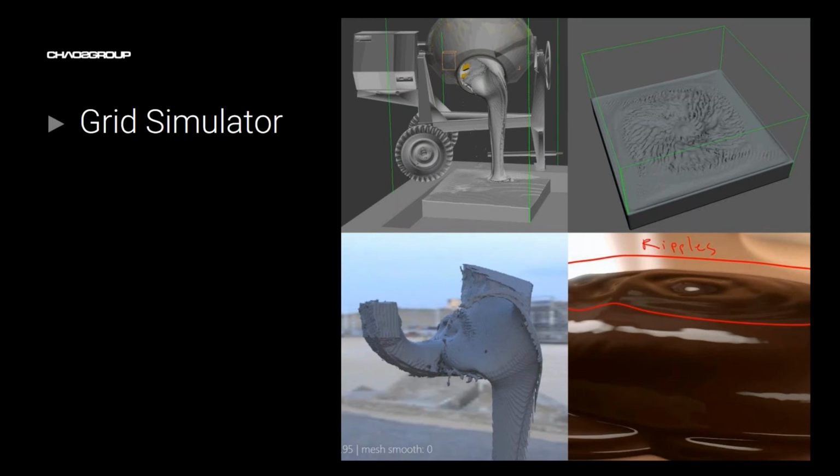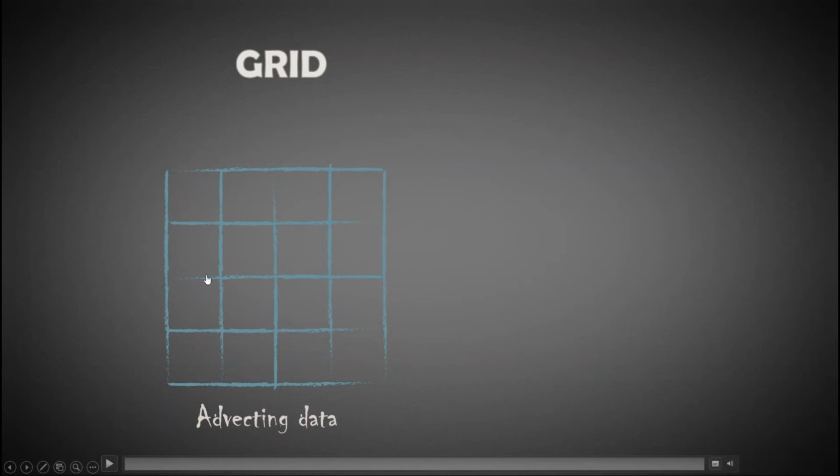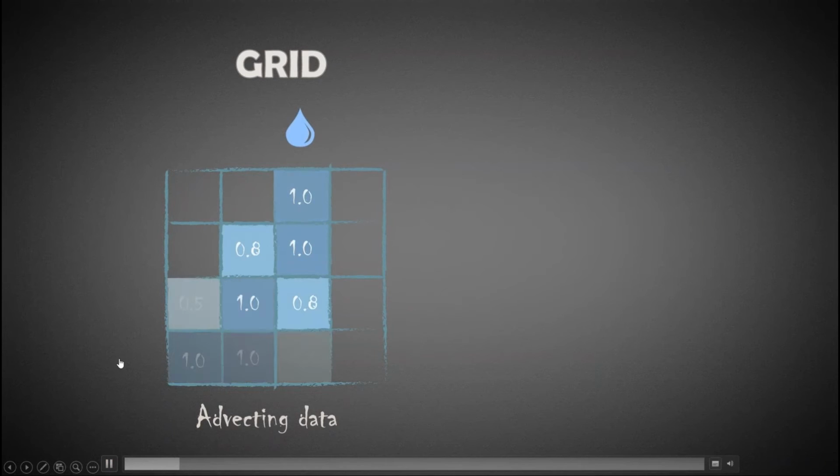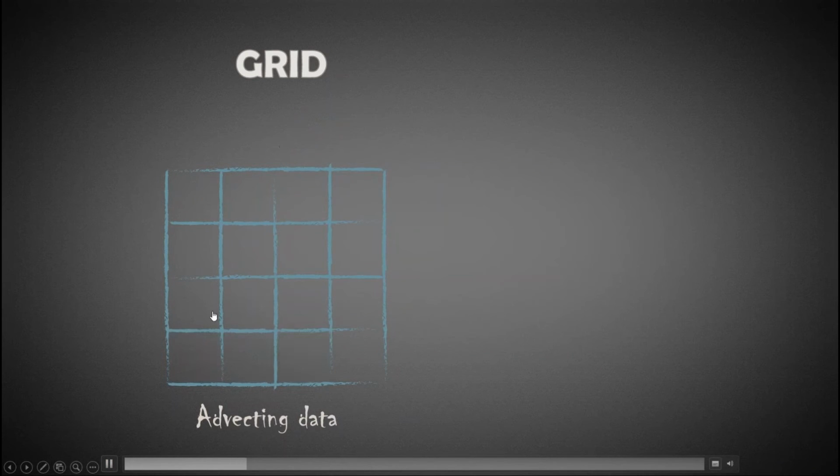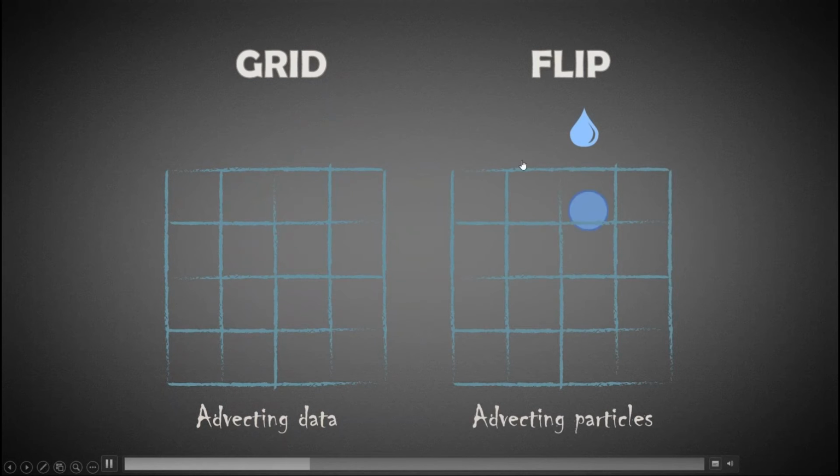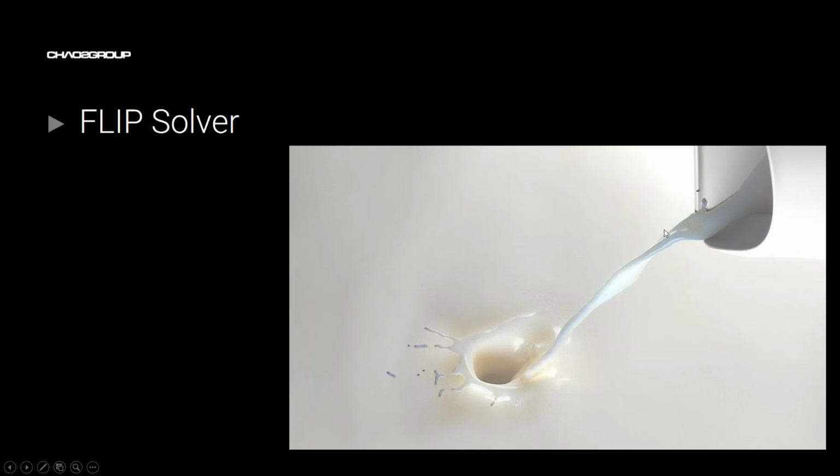Why did this happen? I will try to explain it based on this short animation. Previously, we were using the grid for advecting data, actual data through that grid. Now what we do is advect the actual particles through that grid. So when the mesh goes on top of it, we are going to get really nice and smooth simulations like this one.